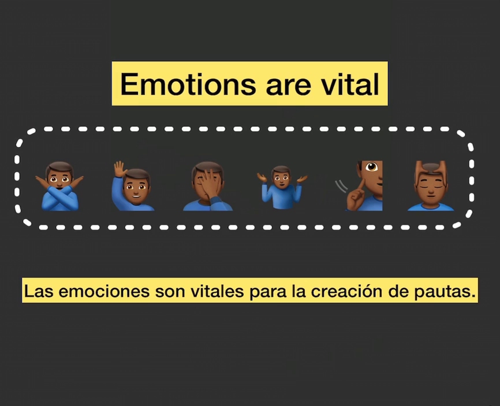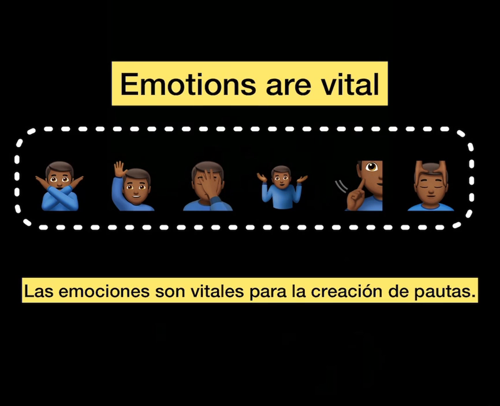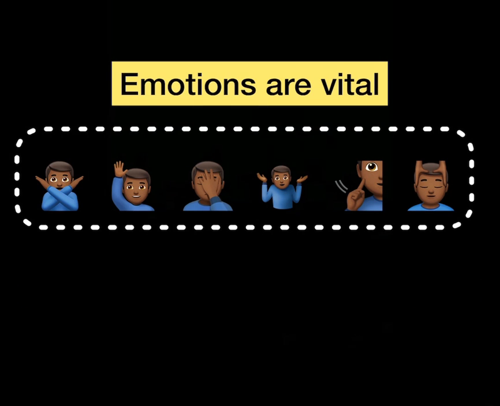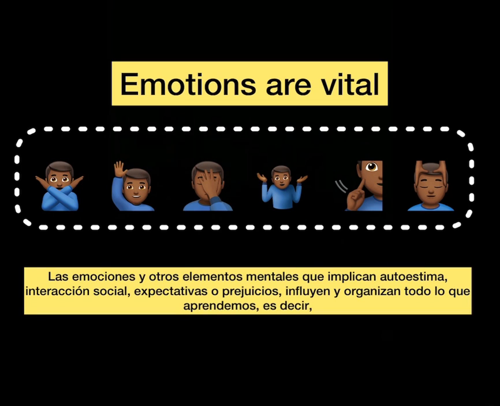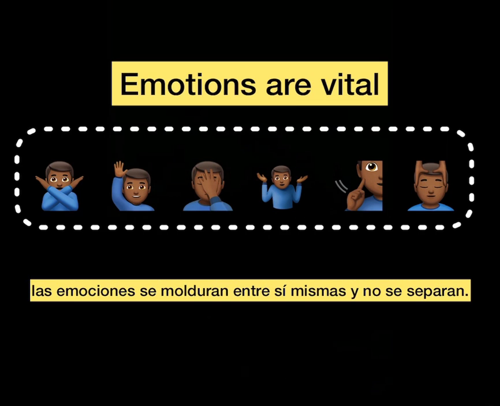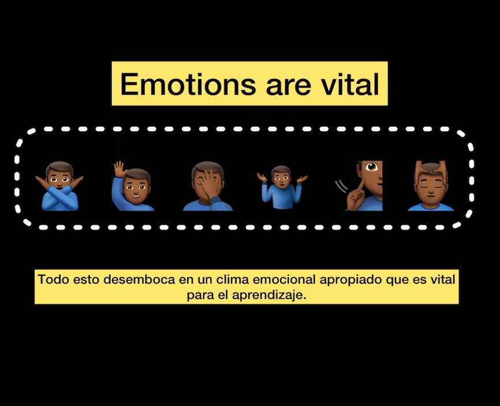Second, emotions are vital to creating patterns. Emotions and other mental elements that involve self-esteem, social interaction, expectation, or prejudices influence and organize everything we learn. That is, emotions mold one another and do not separate. All of this leads to an appropriate emotional climate that is vital for learning.